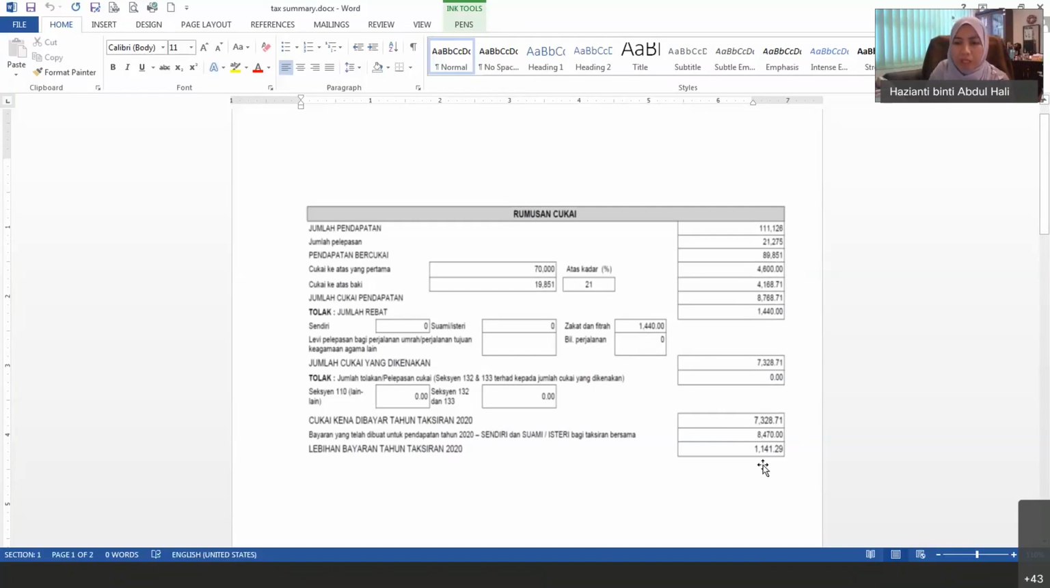So kalau macam ni ada lebihan lah. Or sometimes kalau dia bayar kurang, dia kena top up lah. Let's say terbalik, katakanlah dia kena bayar 8,004 tapi dia dah bayar 7,003 je. So akan ada amount yang terkurang. So whatever yang terkurang ni, you have to pay to Lembaga Hasil untuk bayar balik.